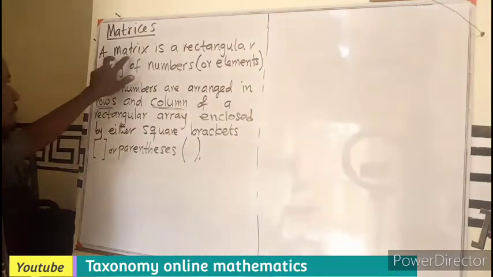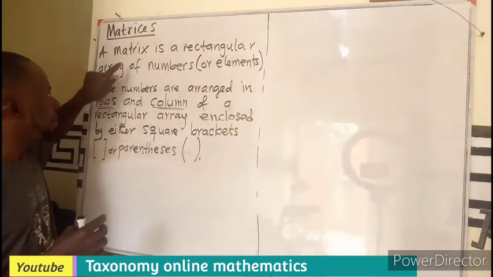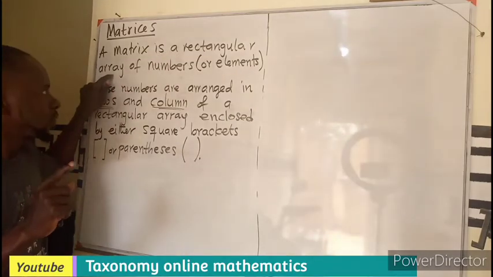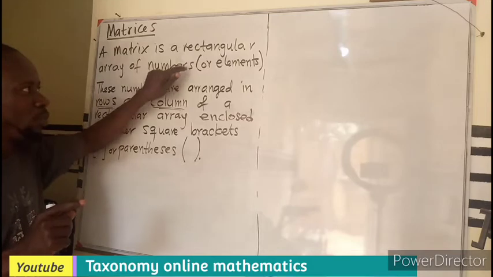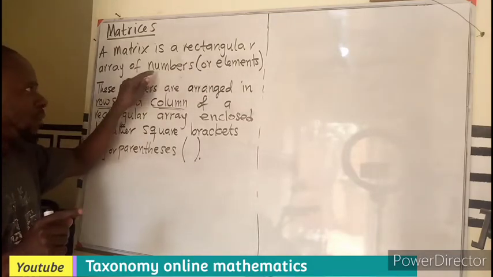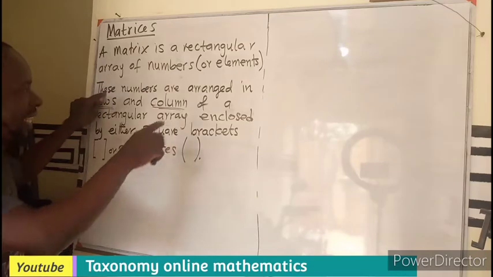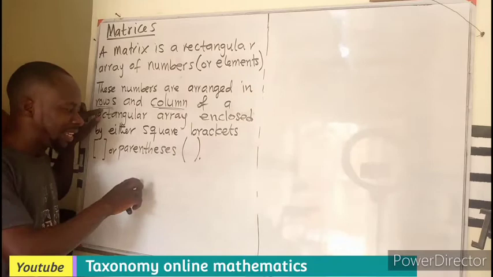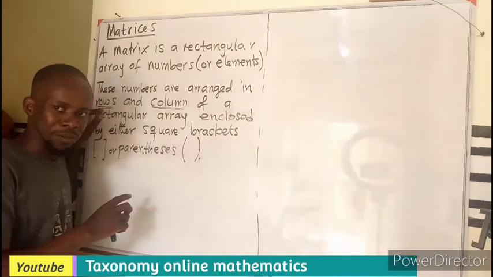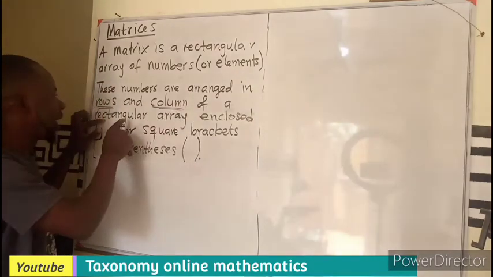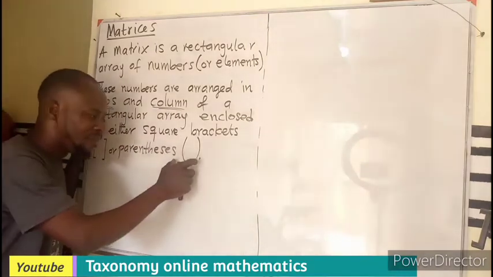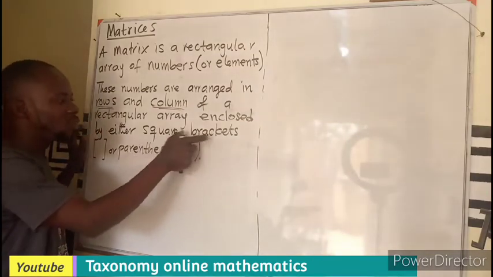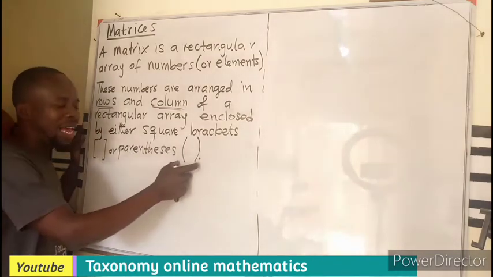So if you are saying matrices, that stands for the plural, while matrix is the singular. It's just a rectangular array of what? Numbers, or simply put, elements. These elements are always arranged in rows and columns. Rows in this case mean horizontal arrangement. Columns of a rectangular array simply mean vertical arrangement of the elements. They are enclosed either by a square bracket, which is this, or by a parenthesis.